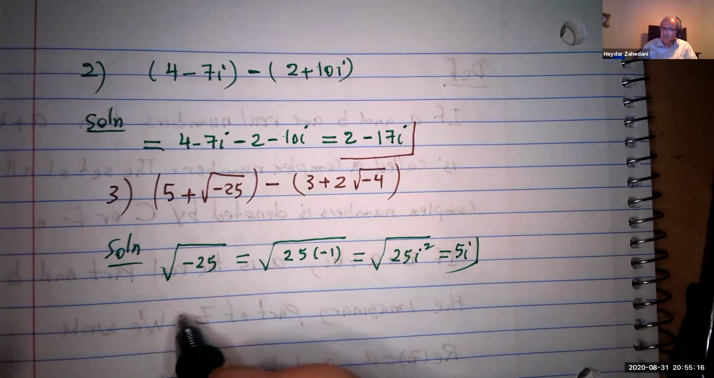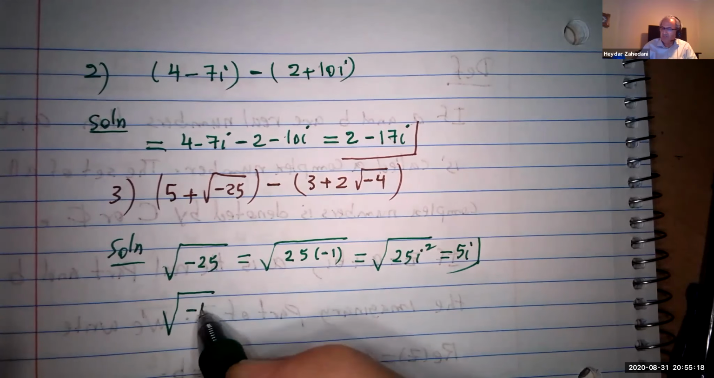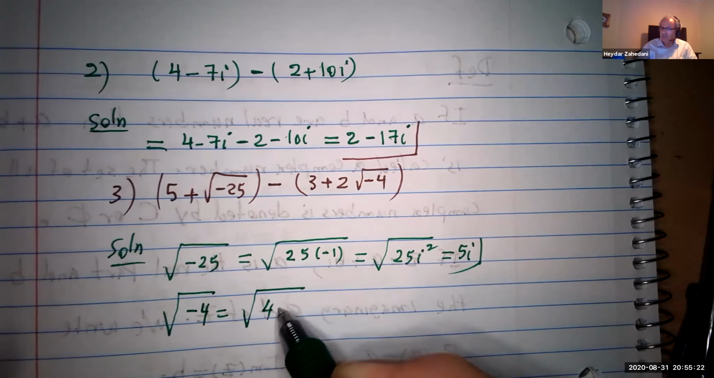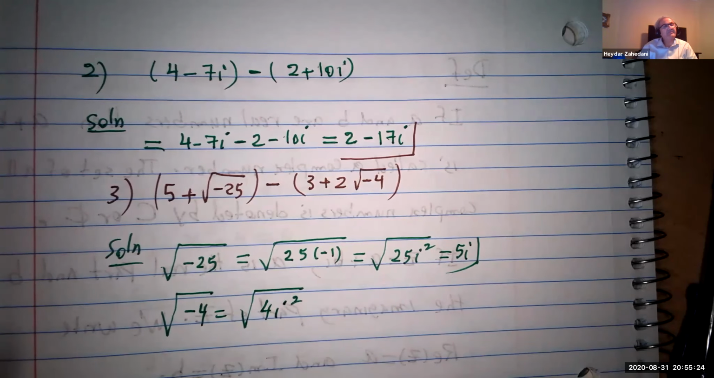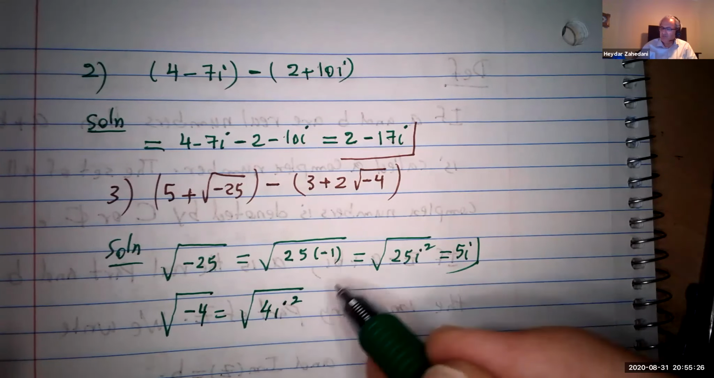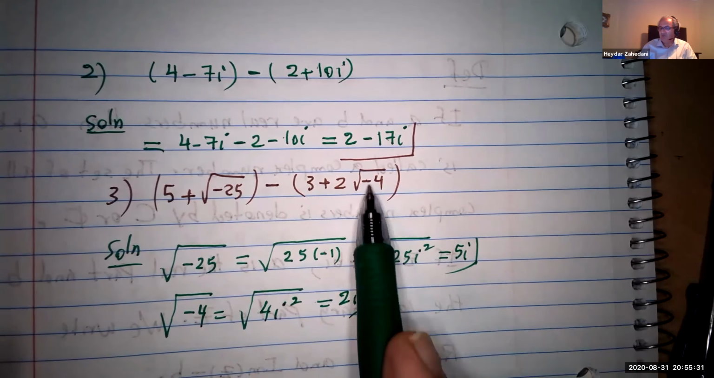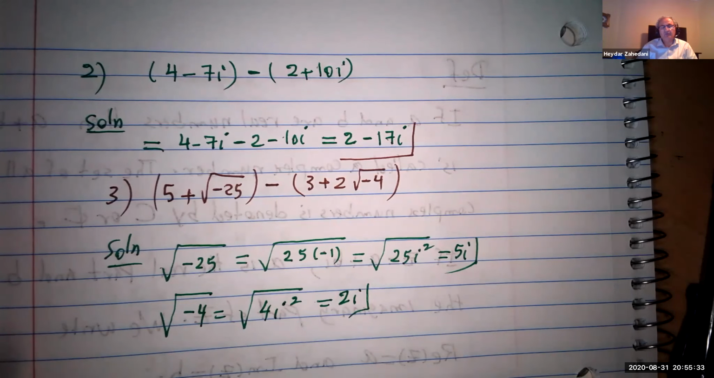It's the same thing for the negative 4. So we change it to 4 times i squared. Radical 4i squared would be 2i. And again, you can do it automatically. You don't have to go through these expressions. So we go back and substitute.